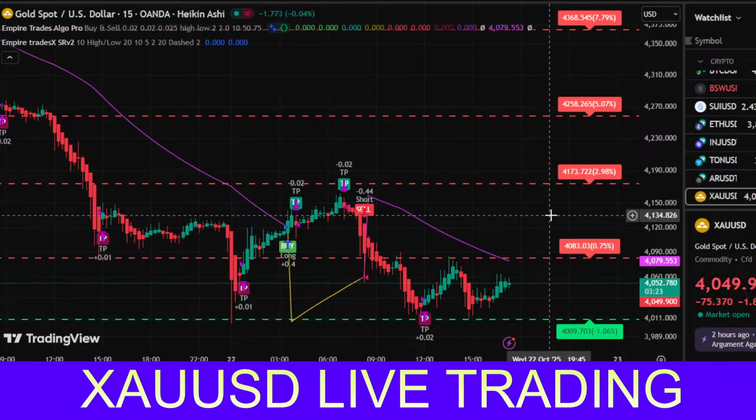4. Recognize candlestick patterns. Pay attention to candlestick patterns such as pin bars, engulfing patterns, and doji. These patterns often indicate a reversal or continuation of the trend and can be effective in pinpointing precise entry points. For example, a bullish engulfing pattern at a support level might signal a strong buying opportunity.